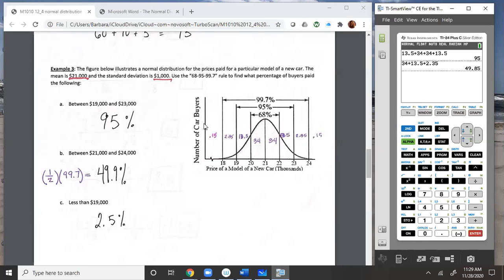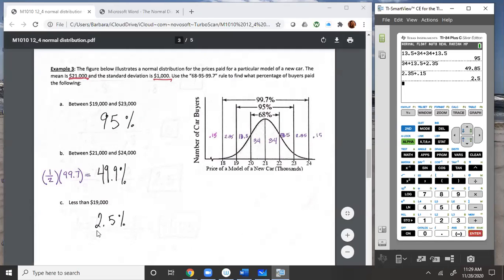Another way of doing this is to take half of this 99.7 and you'll get the same answer. Find the percent of buyers that paid less than 19,000. So here we add 2.35 plus 0.15. And we get 2.5%.